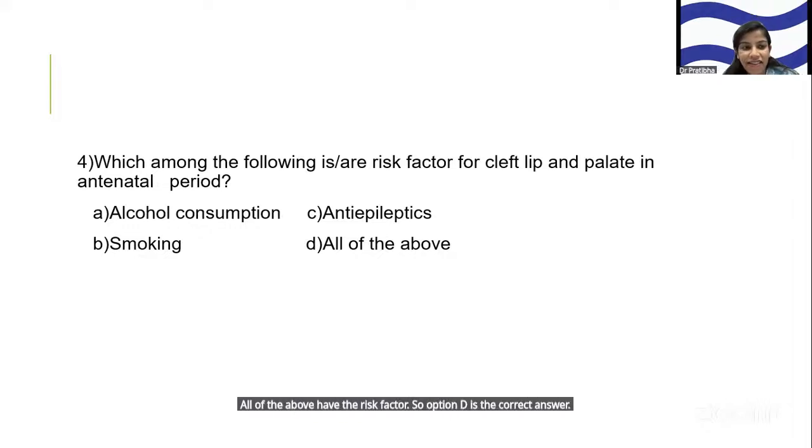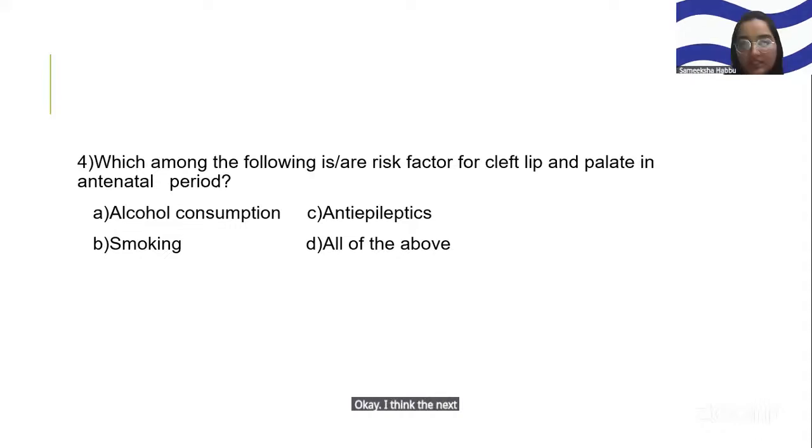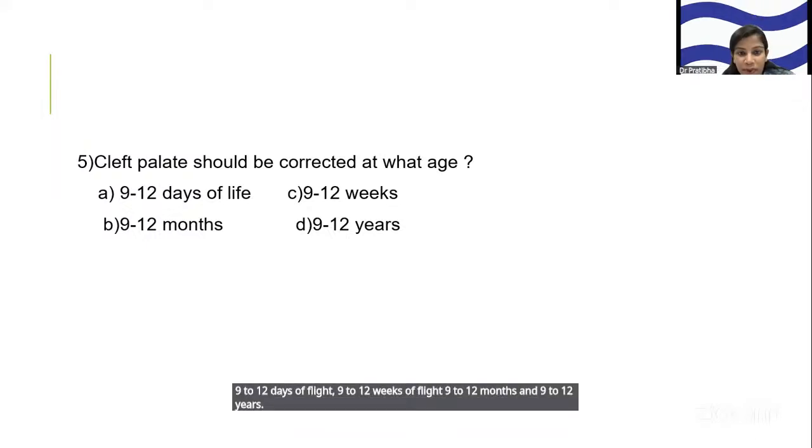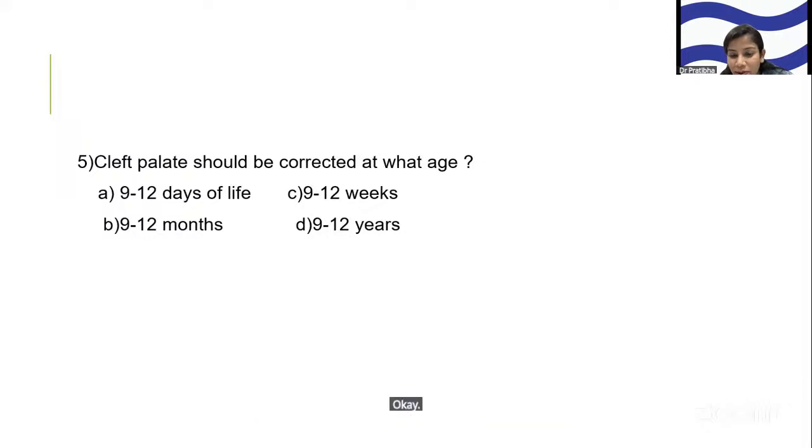Okay, moving on to the next question. Cleft palate should be corrected at what age? Option A is 9 to 12 days of life, B is 9 to 12 weeks of life, C is 9 to 12 months, and D is 9 to 12 years. Okay, we are getting responses, mostly B.